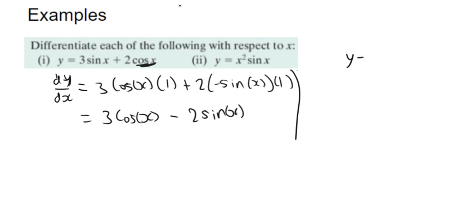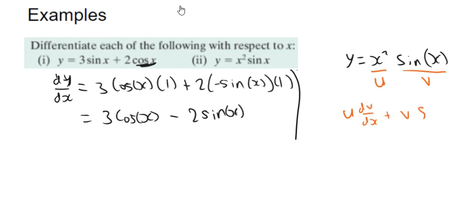Second one, y is equal to x squared sin x. What you should see here is that it's one thing being multiplied by another thing. There's an x squared and then there's a sin x. So you have to use the product rule here. So u and v. The product rule is u dv dx plus v du dx.